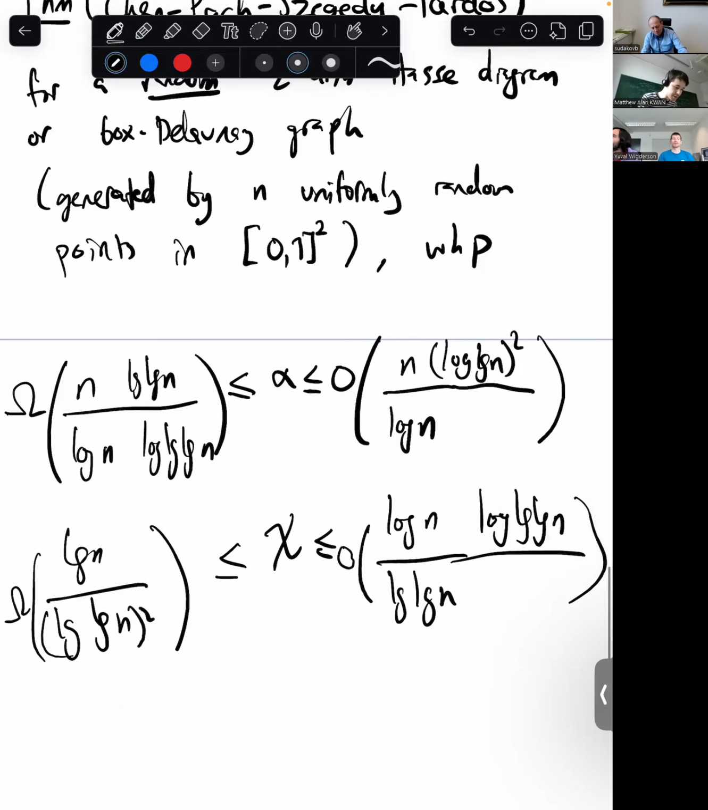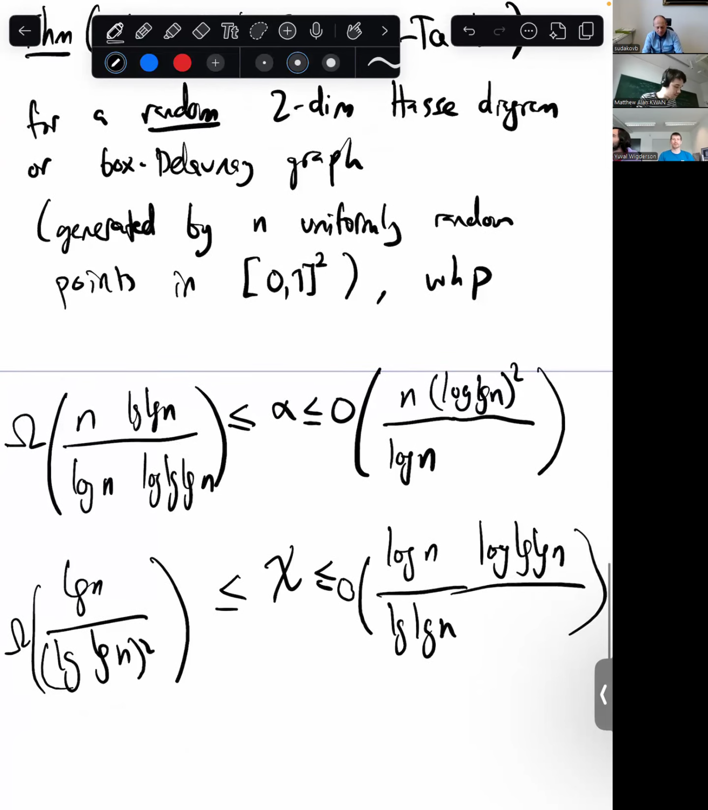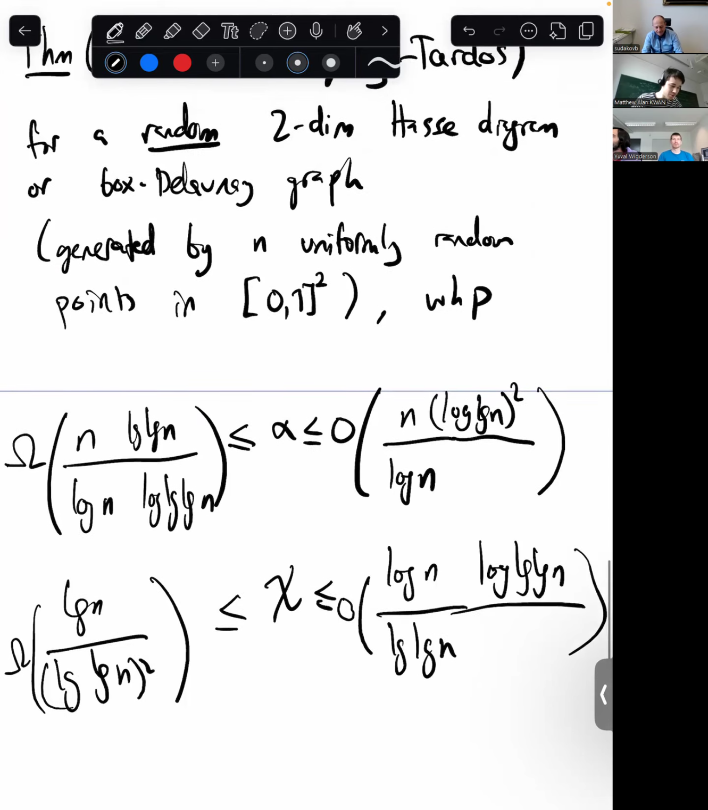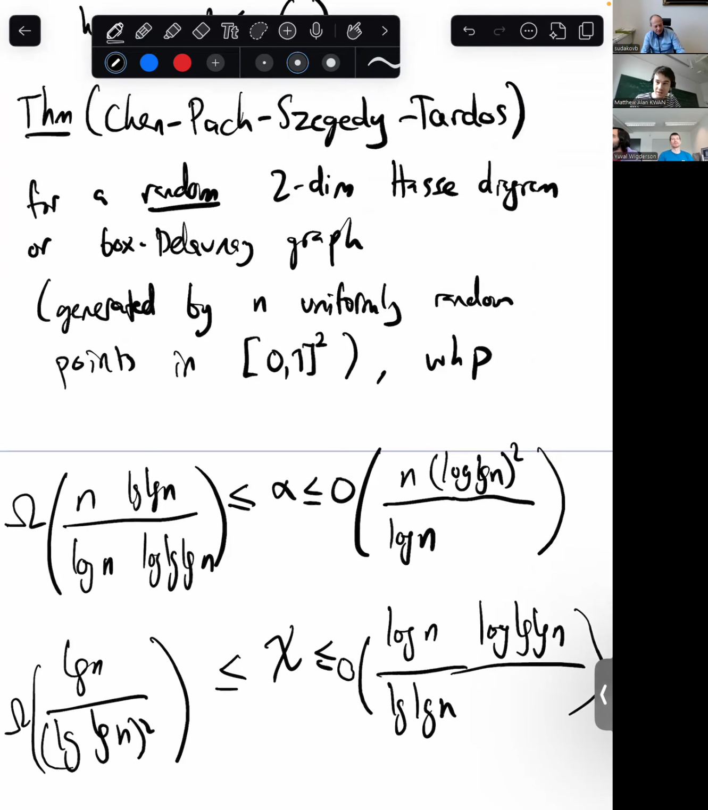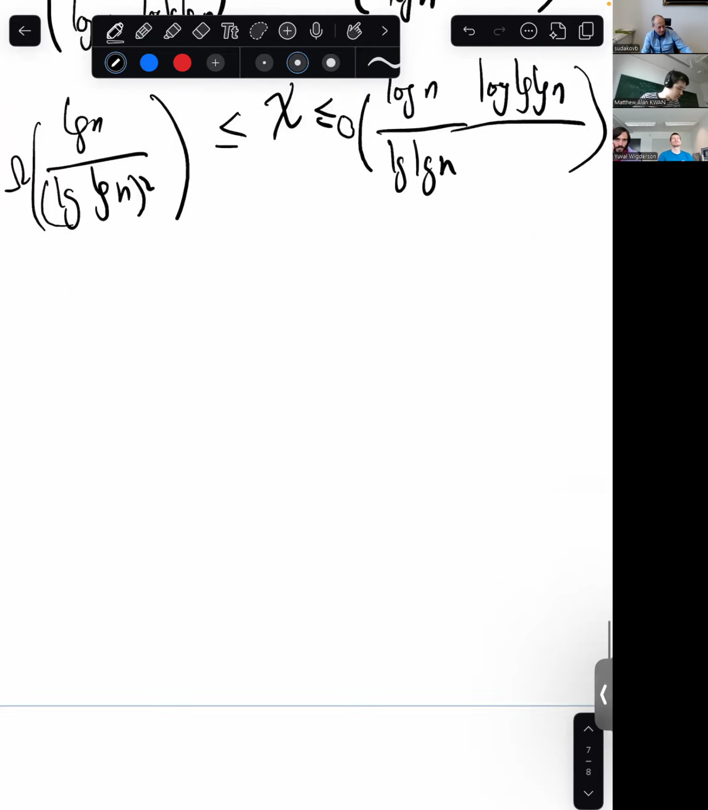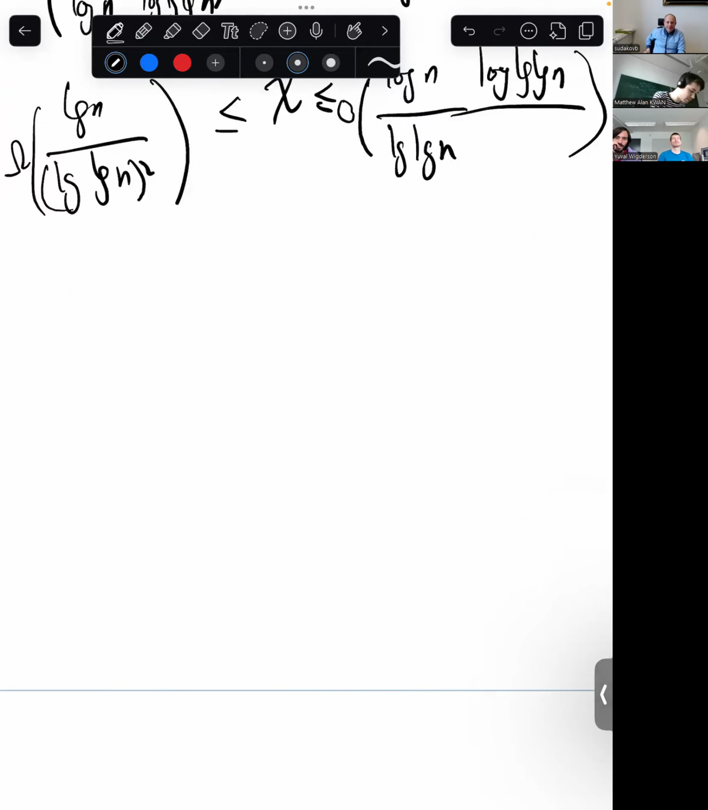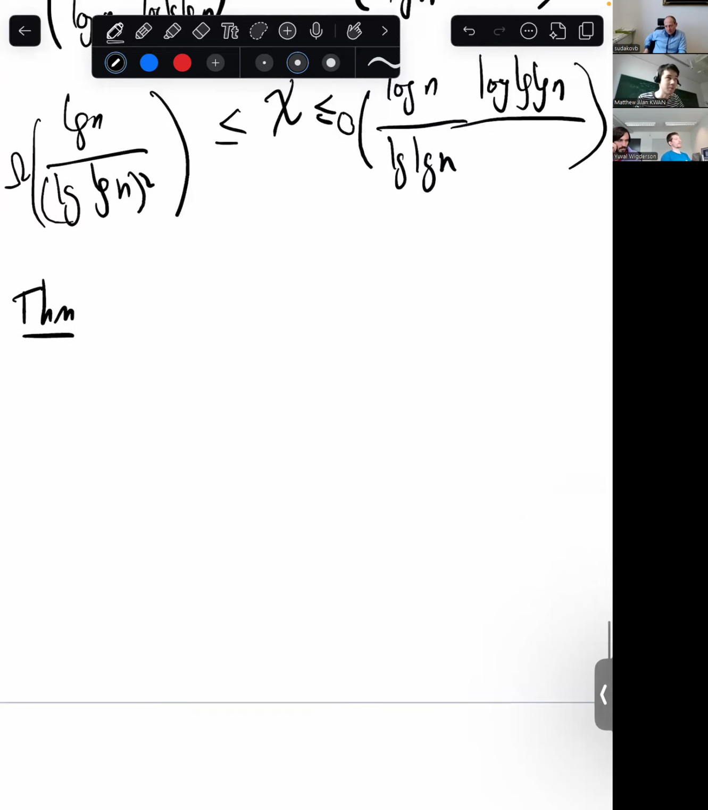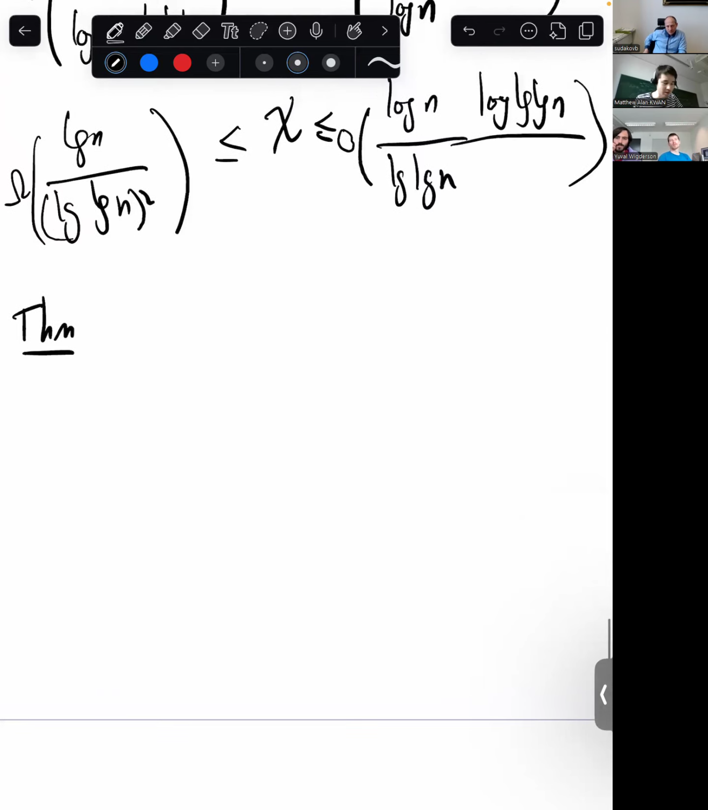Anyway, so given this work on random two-dimensional Hasse diagrams, I guess the next question is, what about random d-dimensional Hasse diagrams if d is bigger than 2? Unfortunately, this proof does not obviously generalize to higher dimensions. They use some special facts about 2 dimensions that are not true in higher dimensions. And I'll hopefully have time to say a few words about what exactly goes wrong.